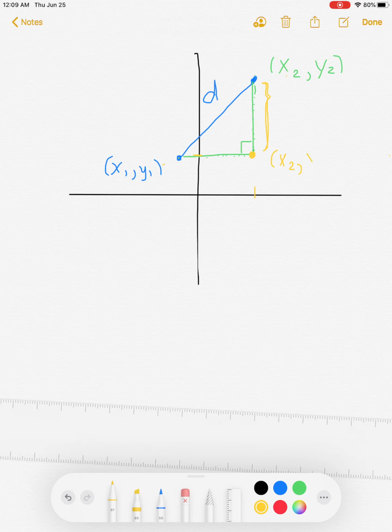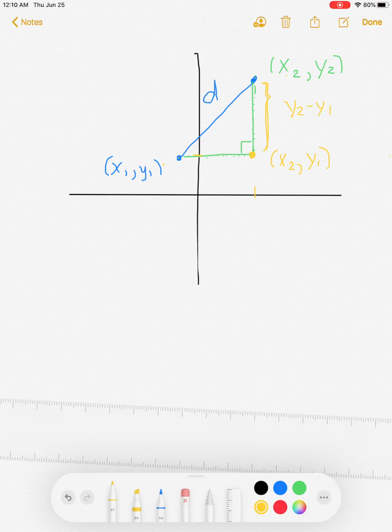So the y value will be y1. Now let's go ahead and talk about this distance I was talking about. From the yellow point to the blue point above it, since we're not going left or right, we know exactly how far apart those points would be. Those points would be y2 minus y1, whatever that changes.